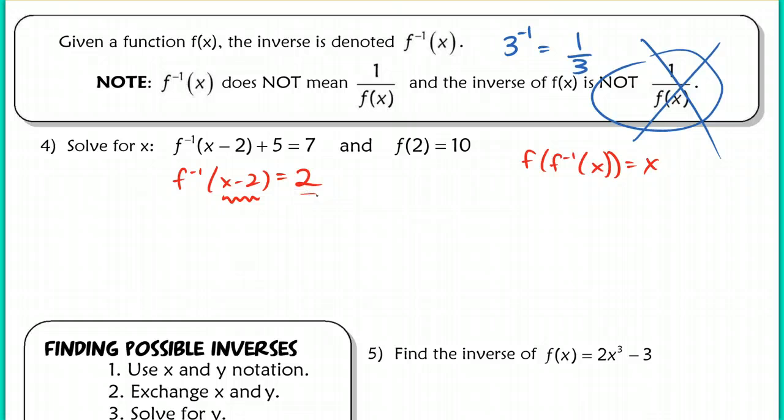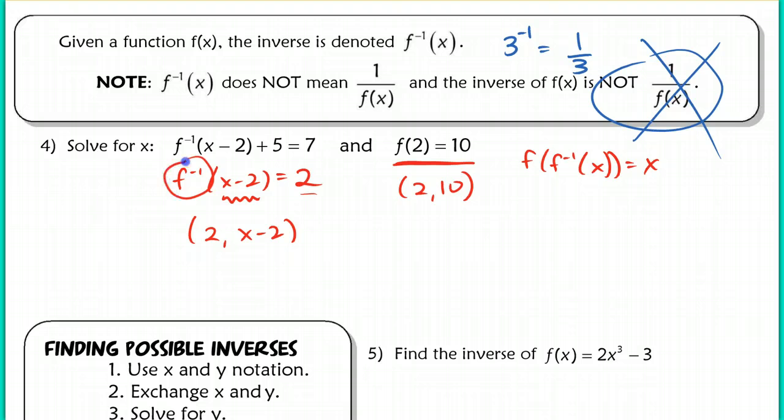Well, from here, I have the coordinate (2, 10), right? From here, I have the coordinate (2, x minus 2). The reason why is because this is f inverse, this is f. We're just going to flip-flop. We have the same value here, and if I know that this is a 1-to-1 function, these y's must be identical. They must be equivalent. So x minus 2 equals 10. So x is 12. That's one way of looking at it.